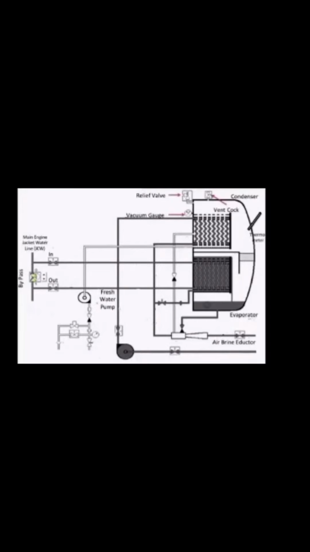The other components of the freshwater generator are the main engine jacket, relief valve, vacuum gauge, thermometer, and salinometer, which must be set before operating the freshwater generator.